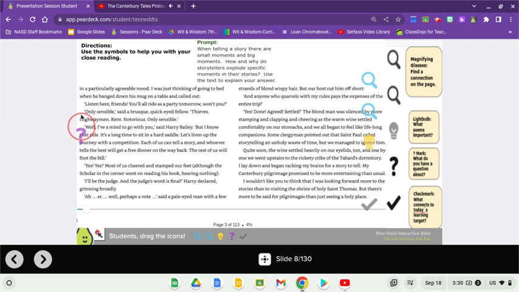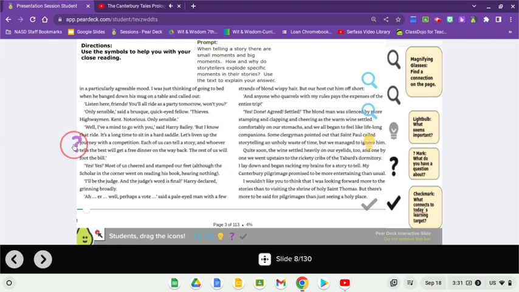I was just thinking of going to bed when he banged down his mug on a table and called out, "Listen here, friends, you'll all ride as a party tomorrow, won't you?" "Only sensible," said a brusque, quick-eyed fellow. "Thieves, highwaymen, Kent, notorious, only sensible." "Well, I've made a mind to go with you," said Harry Bailey. "But I know that ride. It's a long time to sit in a hard saddle."